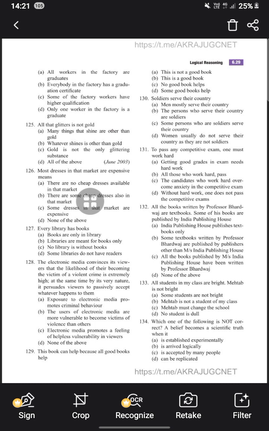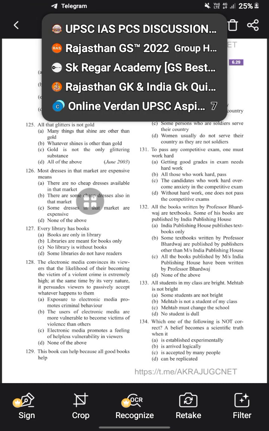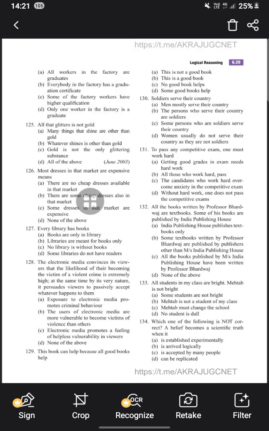To pass any competitive exam, one must work hard. That is, without hard work, one does not pass the competitive exam. All the books written by Professor Bhardwaj are textbooks, some of these are published by Indian Publishing House. 132 is B. Some textbooks written by Professor Bhardwaj are published by publishers other than Indian Publishing House. All students in my class are bright. Mehtab is not bright. 133 is C. Mehtab must change the school.